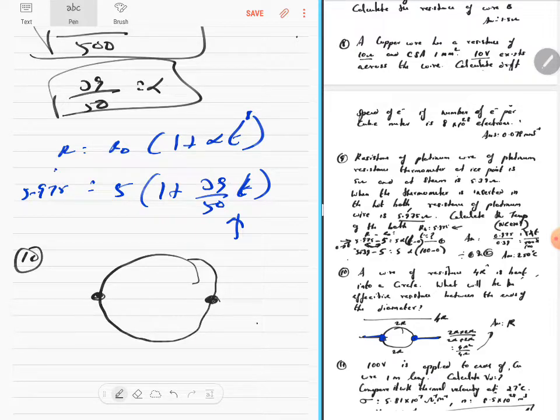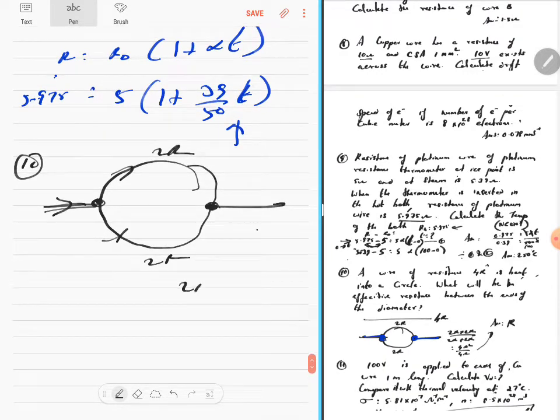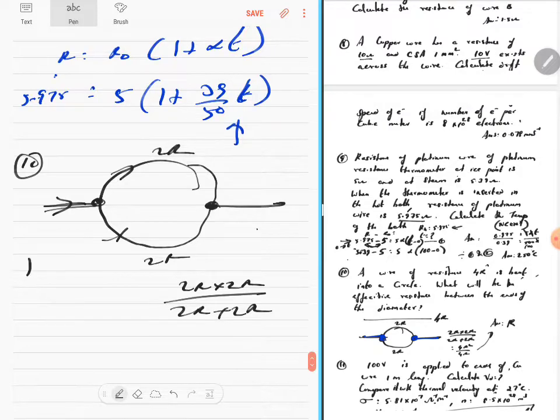So you have to extend this. The 4R will become 2R there and a 2R there, and these two have to be treated as parallel. You can't treat it as series. You have to treat that part and this part as parallel, because the current going will get split up. So it's 2R into 2R by 2R plus 2R, or in other words 1 by 2R plus 1 by 2R, and you will take the reciprocal.